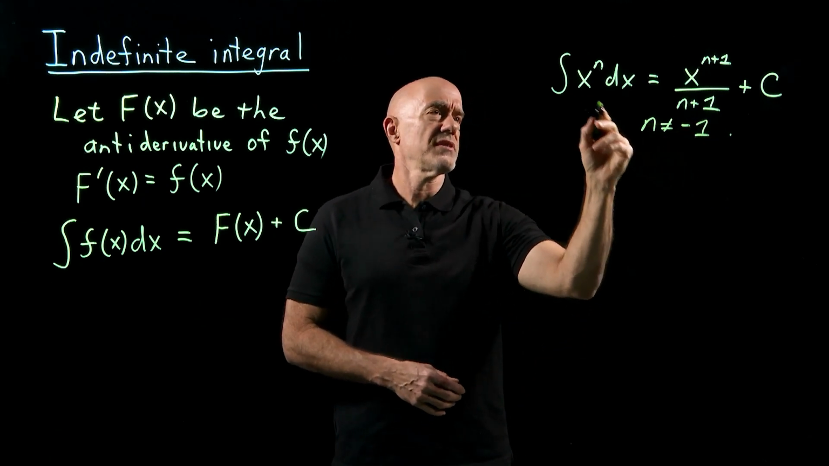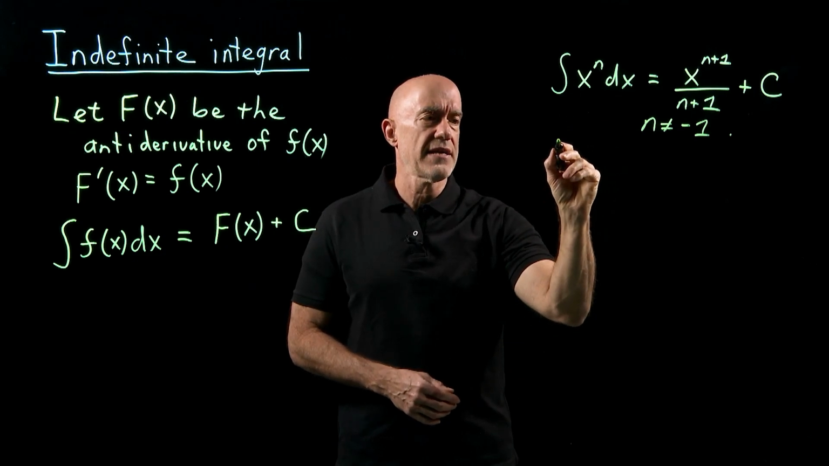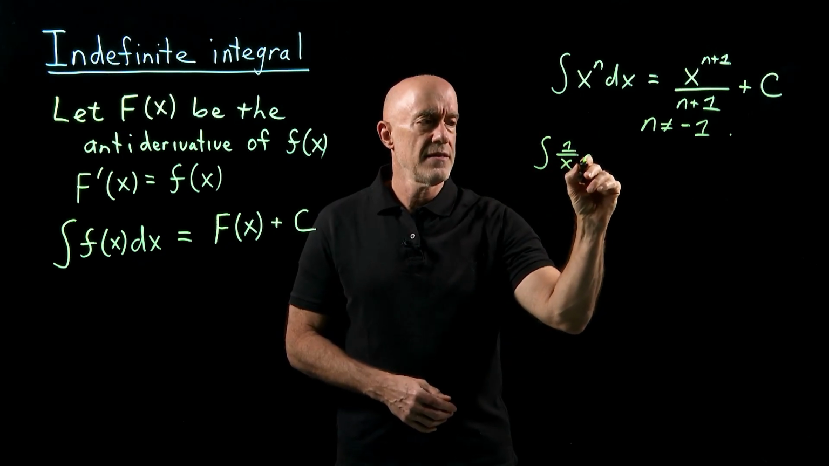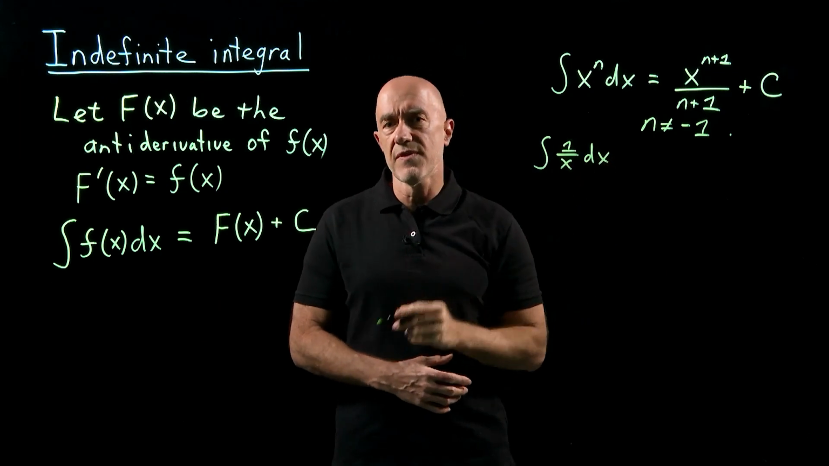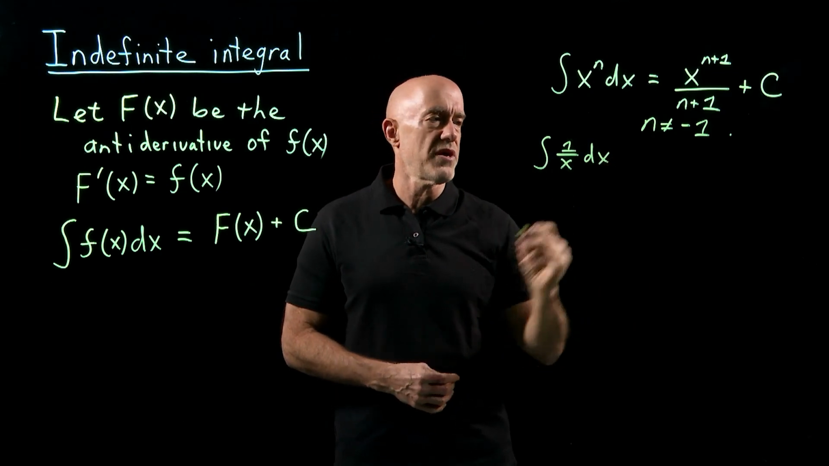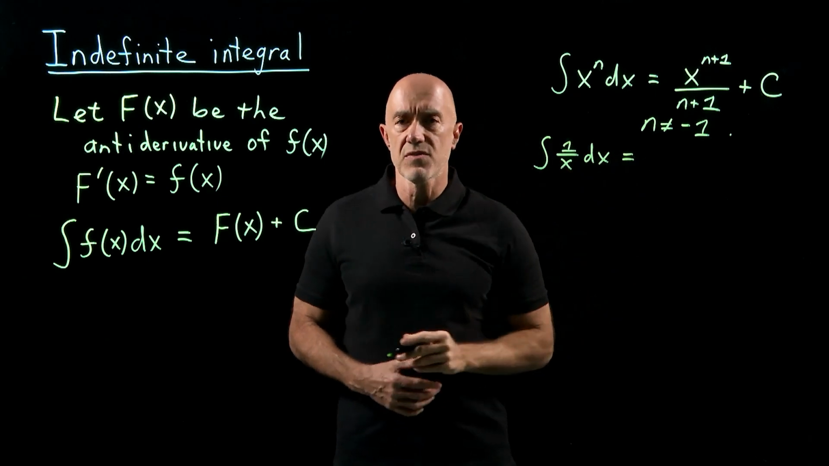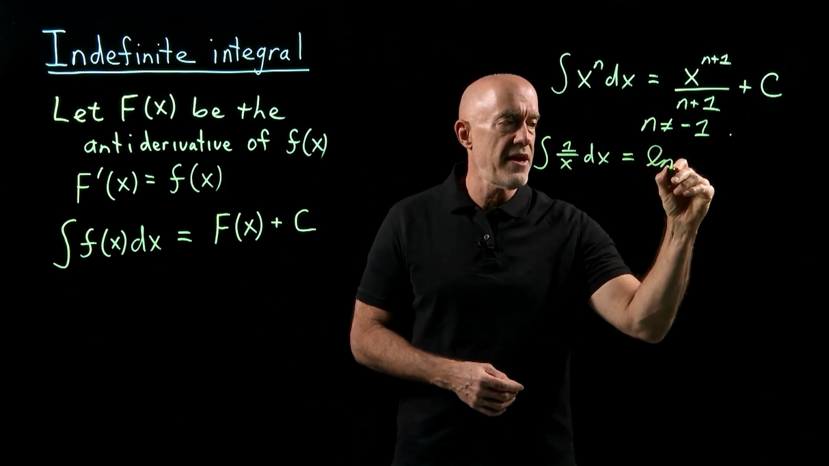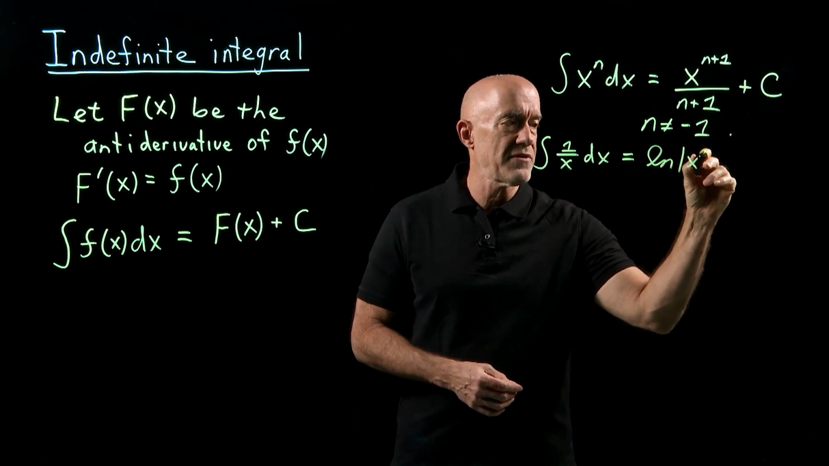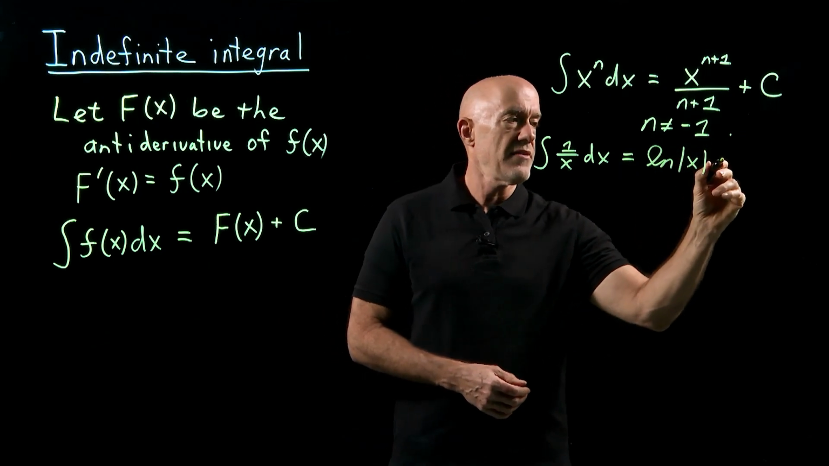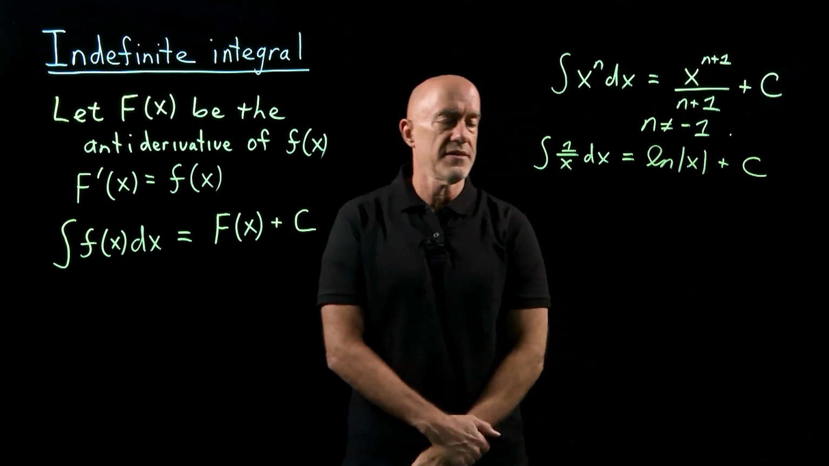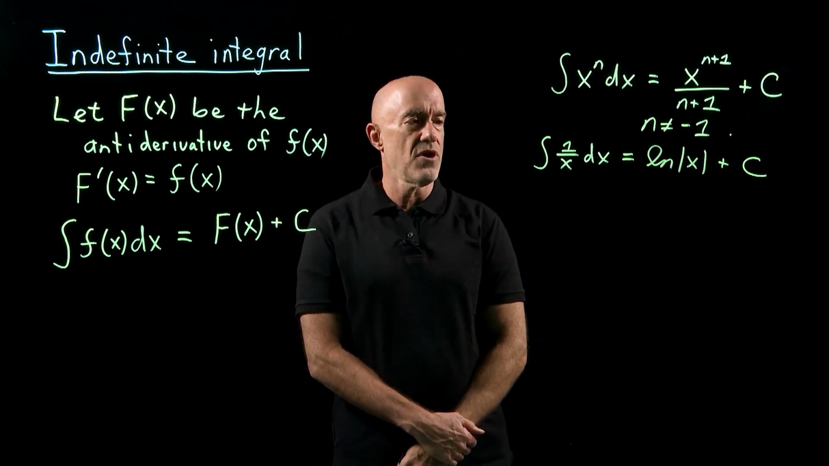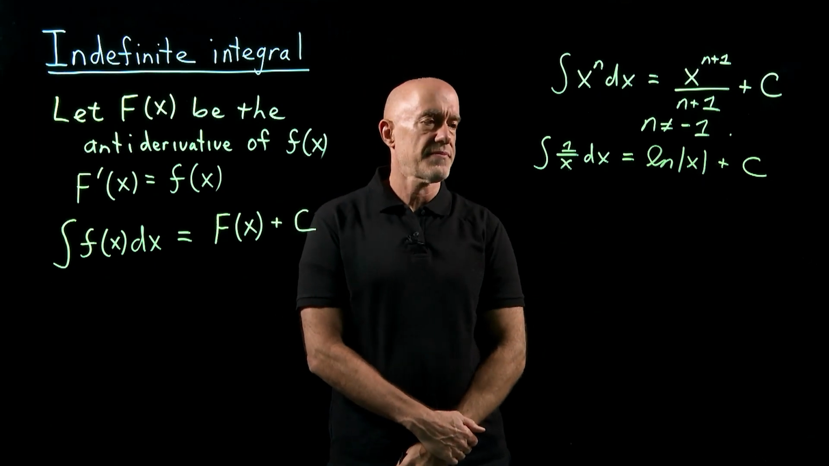The case n equals negative 1 is our 1 over x case. So that's the integral of 1 over x dx. We know that the derivative of the logarithm is 1 over x. In fact, it works whether x is positive or negative. So the antiderivative here is the logarithm of the absolute value of x. And to that, we have to add a constant. So these are our first two antiderivatives, or indefinite integrals.